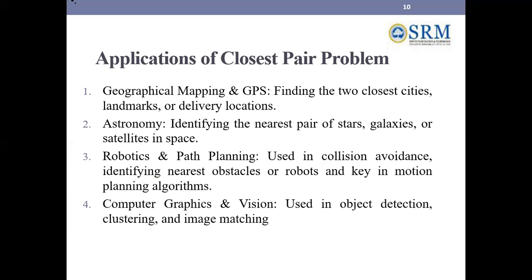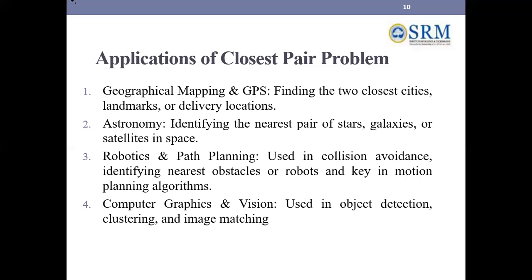Then, what are the applications of closest pair? Where can we apply it? There are so many applications. First one, geographical mapping and GPS. So, finding the distance between two cities or two locations or two landmarks. There are n number of landmarks. We are finding the closest distance, closest pair for delivery. So, these types of applications can use the closest pair problem.